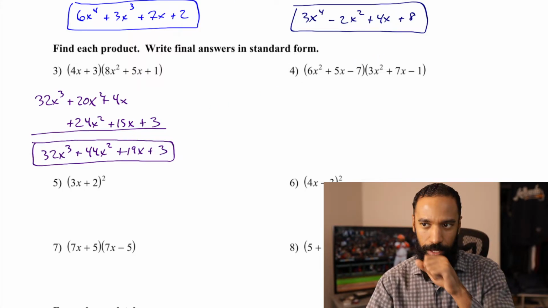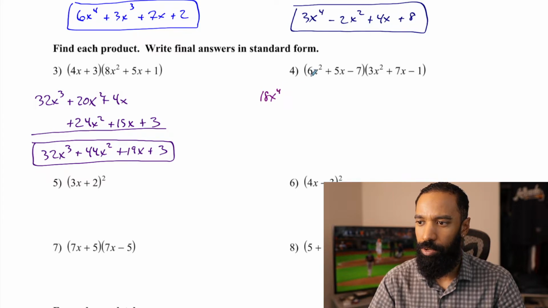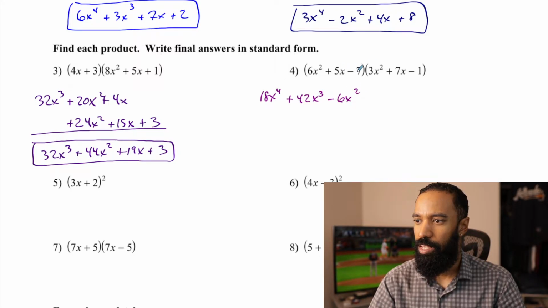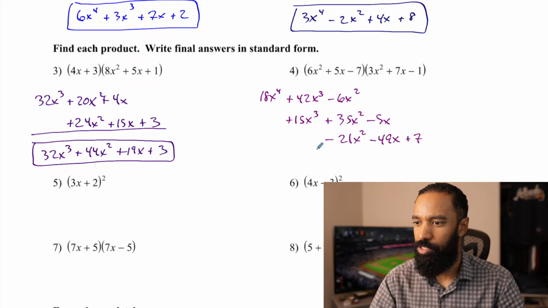Then a 3 by 3. We got a few more ones to take care of this time. So 6x squared with 3x squared, we get 18x to the fourth there, so plus 7x minus 1, 6x squared. Then 5x, that'll line up with the x cubed and x squared in an x term, so we'll get 15x cubed, and then 35x squared, and then negative 5x. And then negative 7 goes with this one's negative 21x squared, and then negative 49x, and then positive 7.